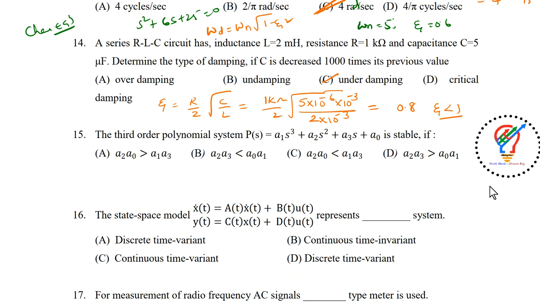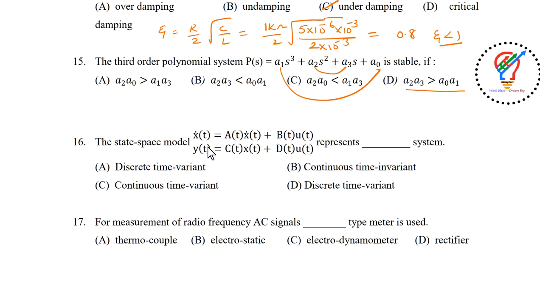Next one. The simple question. The third order polynomial p of s is equal to a3 s cube plus a2 s square plus a1 s plus a0, is stable if the product of a2 and a3 is greater than a1 and a0. You can use the RH table for getting this answer. So simply, a2 a1 should be greater than that of a3 a0. Next one.